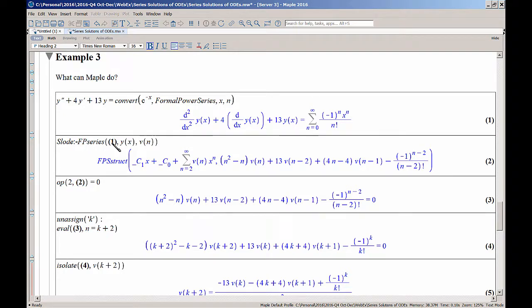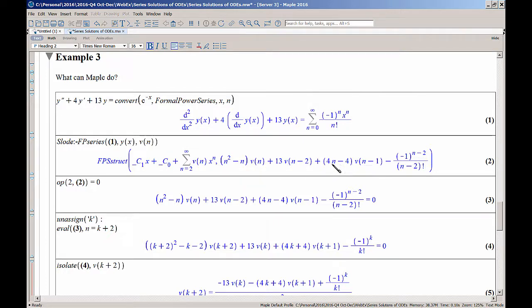You apply it to the differential equation. You must tell it what is the dependent variable, and this v of n will be the name of the coefficient in the series solution, and I believe it has to be v of n. I don't think you have a choice there. And this command returns what's called a formal power series structure. It contains two items. The first item up to this comma is a representation of the series. So there is the constant term, there is the x term, and then this series starts with x squared.